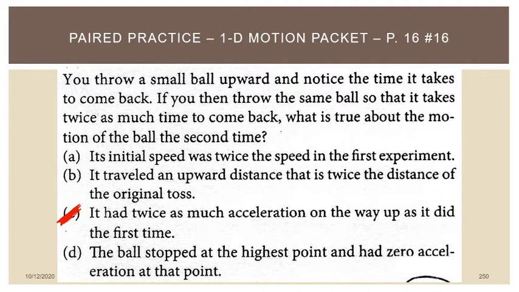And choice D is wrong. This is really important to remember. The ball does stop at its highest point. That is a fact. But just because the ball stopped does not mean it has 0 acceleration at the highest point. That is wrong. And so D is out. And now you have a choice between A and B.